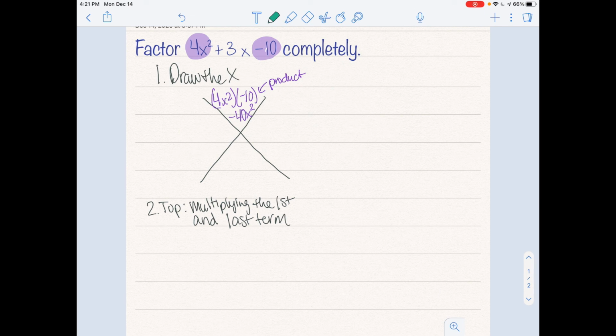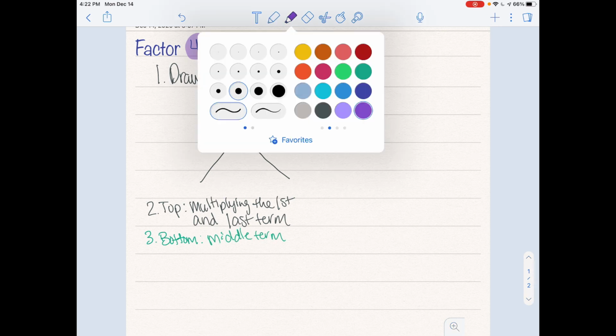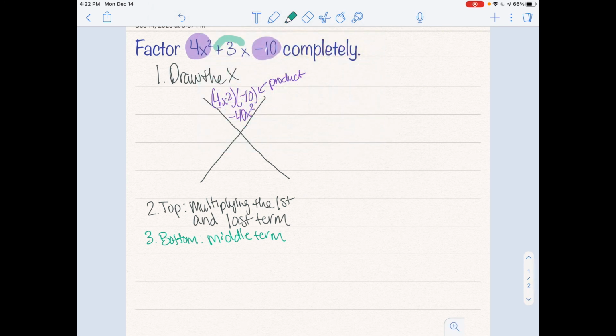Okay, so for step 3, we are going to fill in the bottom, which is going to be the middle term from our expression as our sum. So I'm going to highlight our plus 3. That is the term that will go in the bottom, our 3x, and that is our sum.